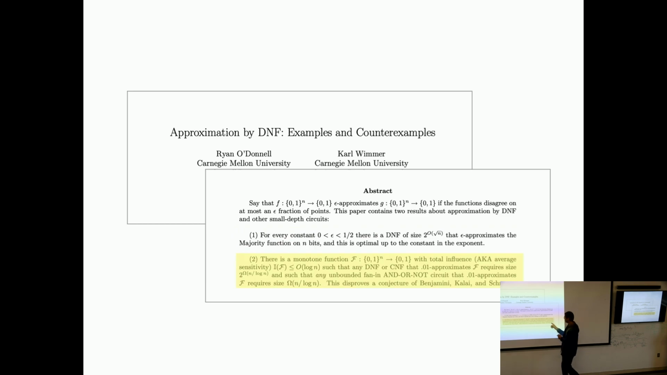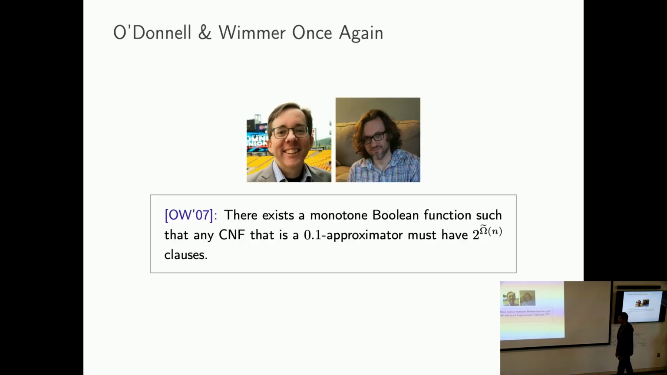So over here, they're saying that there's some monotone function. That's already exciting because the analogy is between monotone functions and convex sets. For a monotone function, you can ignore this influence stuff. A 0.01 approximation of f needs size 2 to the n over log n. So log n doesn't matter. They prove a basically exponential lower bound. And the function they use is a really simple, really cool function, which I've already shown you.